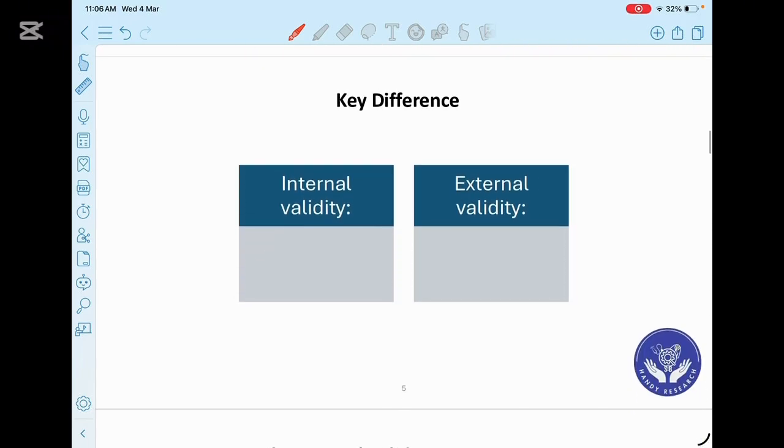So let's go through the key difference between internal validity and external validity. Internal validity asks, is the estimate correct or not? While external validity asks, is the estimate generalizable? Like we said, if the sample is young males, is it applicable to elderly females or anyone other than the sample? So internal validity is about correctness, while external validity is about applicability.